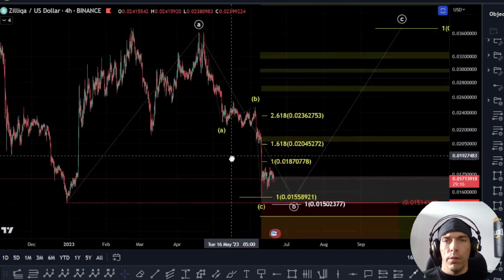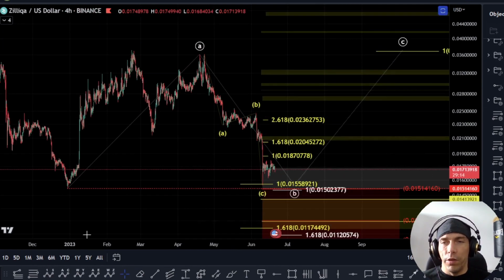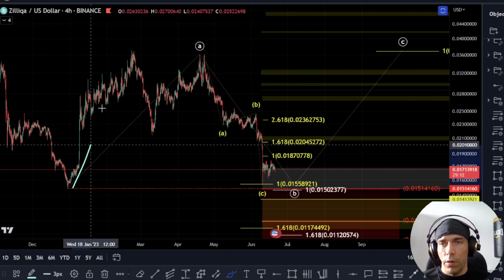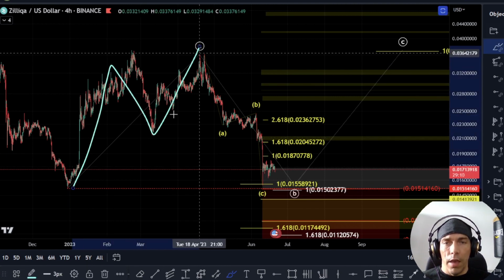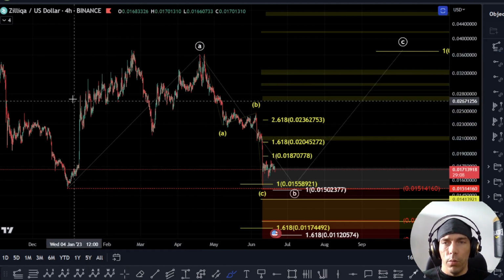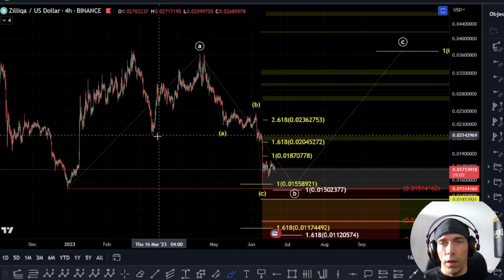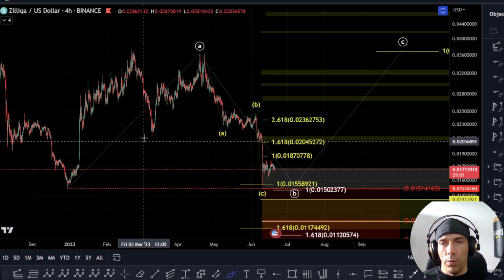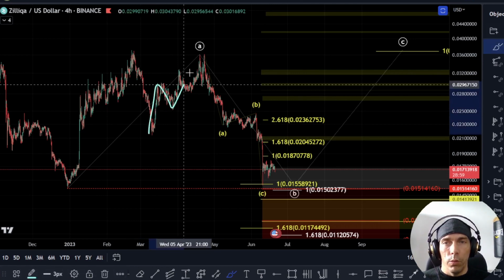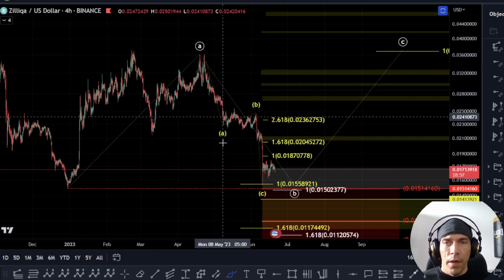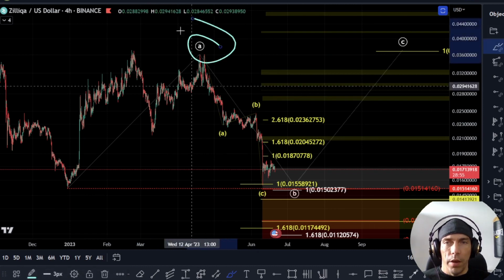Now, another way that I've added to this from the last time I did the macro is, if this structure is ABC or WX and a Y up here, or ABC, you could also argue this is A, this is B, and then this is C as a diagonal pattern here, where you would be treating this as 1, 2, 3, 4, and 5. In which case that would potentially be an A wave up here.